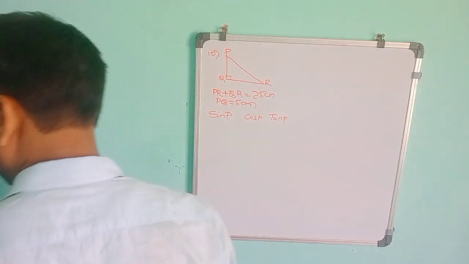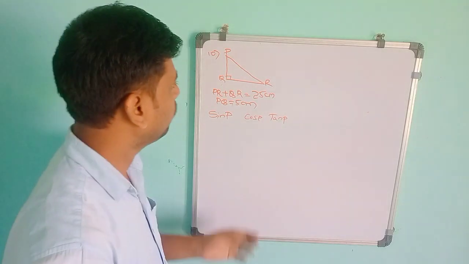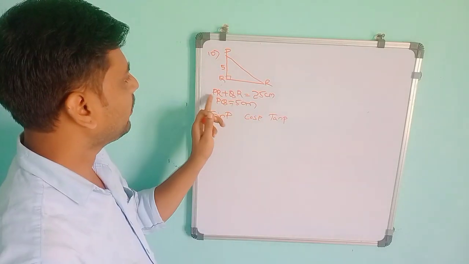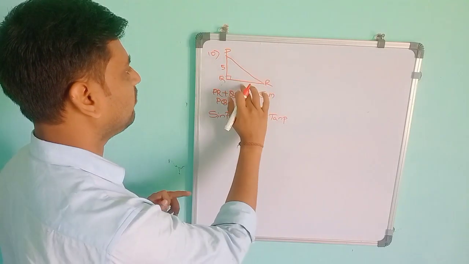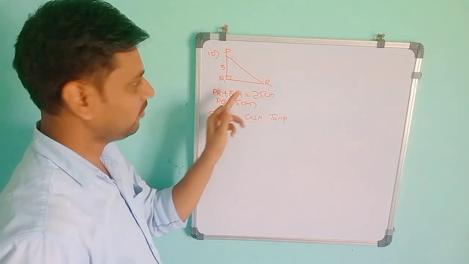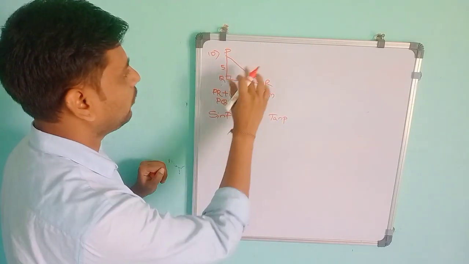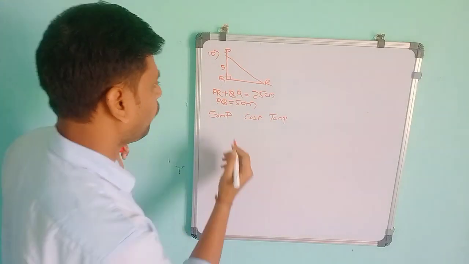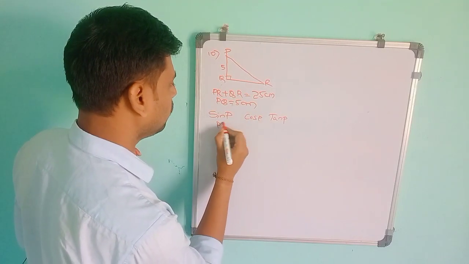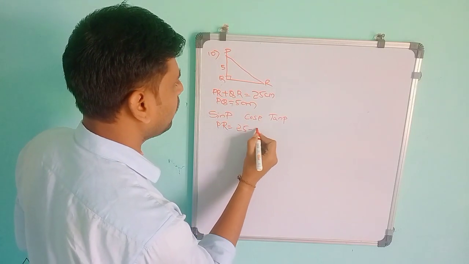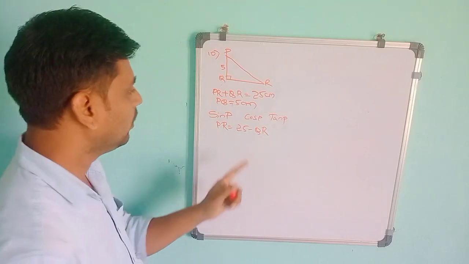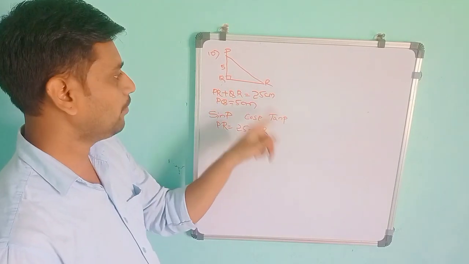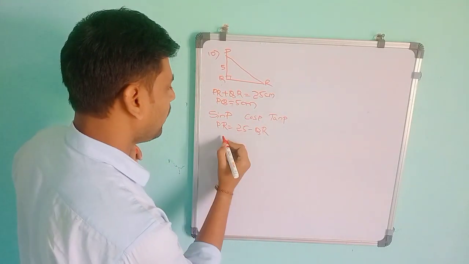Okay. So for this one, first you should know the side. So PQ is 5. Then PR plus QR is equal to 25. So as we know that you have to find out the three sides, then only we can write the trigonometric ratio. So first you should write PR as 25 minus QR. It means that we can write PR in terms of QR.